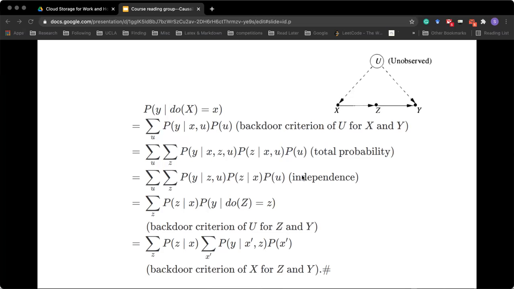Suppose the front door criterion holds. Let's first look at this one. Given X, Z, and U, X can separate Z and U, so Z and U are independent. So we can remove U here. And for this one, given Z and U, we know that X and Y are also independent, so here we can remove X. Then we can get such an equation.